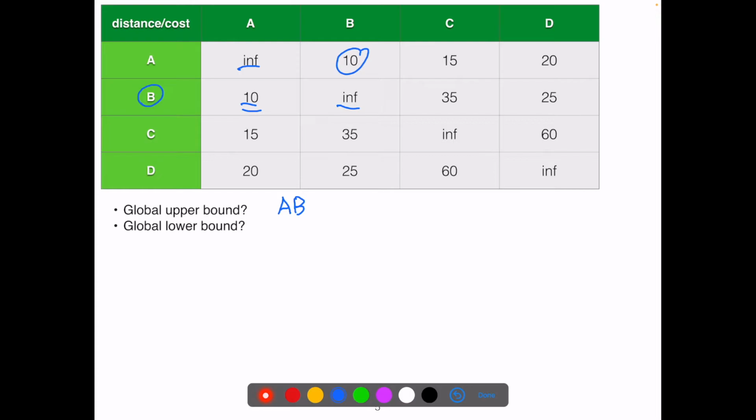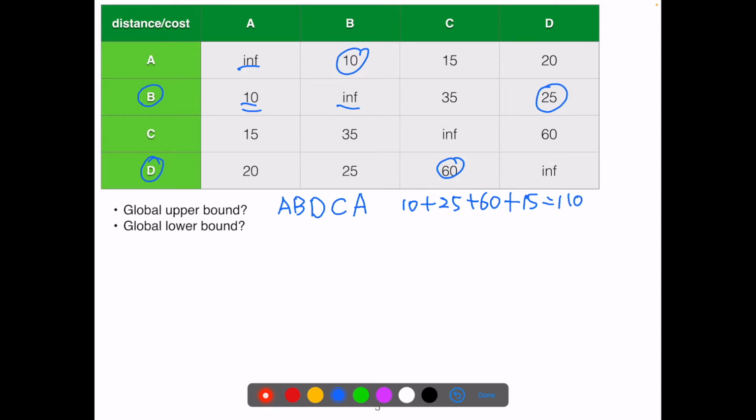From B, the next closest city will be D. Then we're at D, there is only one option left. So that'll be C, and then we'll go back to A. What's the cost of this circle? That'll be AB distance 10 plus the distance between BD, that's 25, the distance between DC, that's 60, and the distance between C and A. So that'll be 15. The total cost is 110.